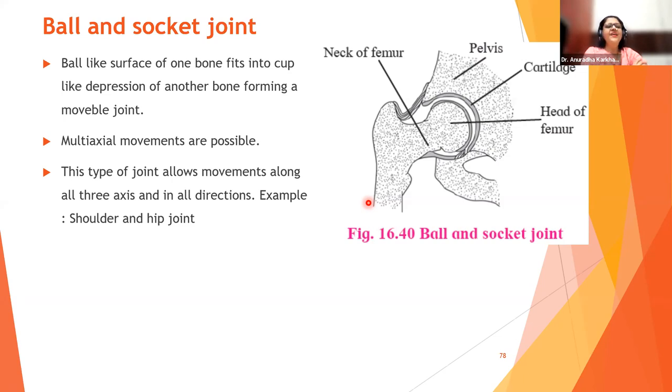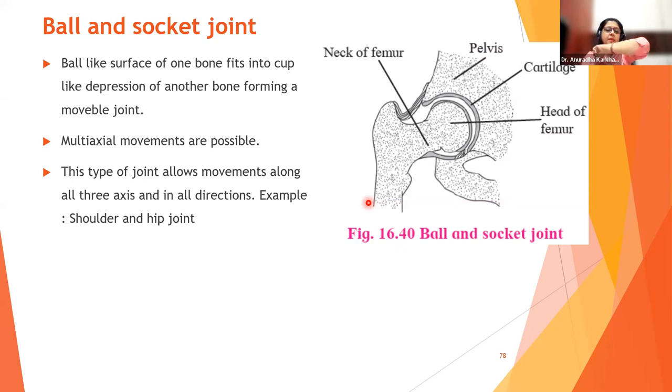Correct? Yeah. So this type of joint allows movements along all three axes and in all directions. Example, shoulder joint and the hip joint. So even your leg can be moved. Hip joint matlab kaun sa? Hip cannot be moved in one direction. Hip joint. So your leg.